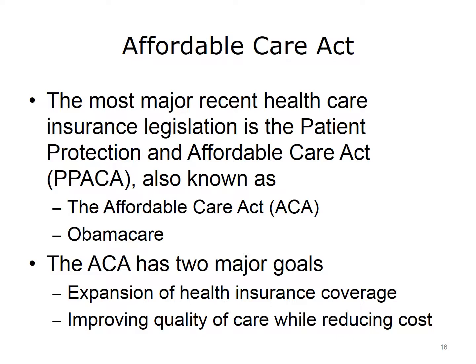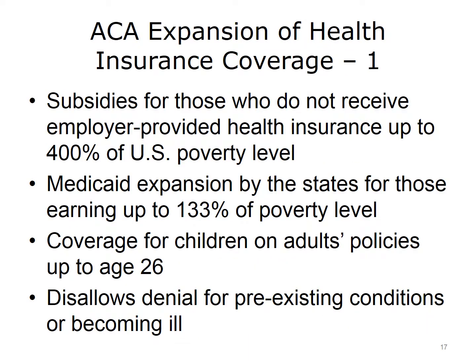The ACA legislation has two major goals. The first is to expand health insurance coverage, and the second is to improve the quality of care while reducing cost. There are a number of ways by which the ACA expands health insurance coverage. The first is the subsidization of insurance for those who do not receive employer-provided health insurance. This is done for individuals and families who earn up to 400% of the U.S. poverty level. These individuals and families purchase coverage on health insurance exchanges that aim to simplify the selection of plans.